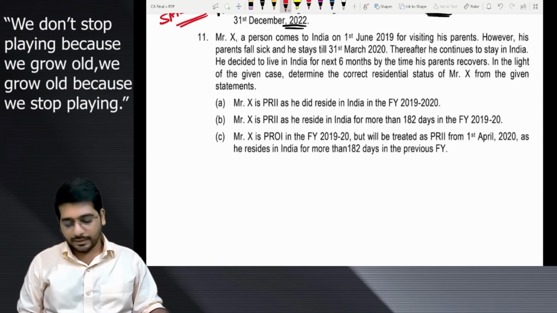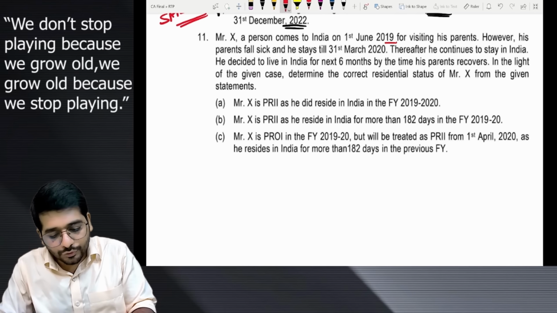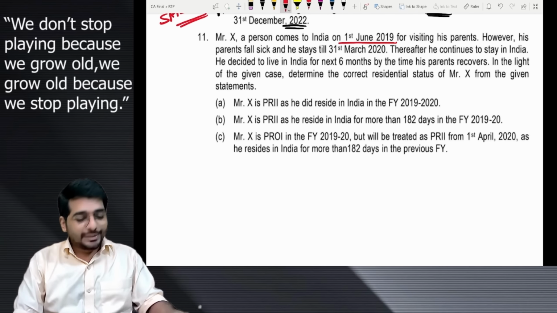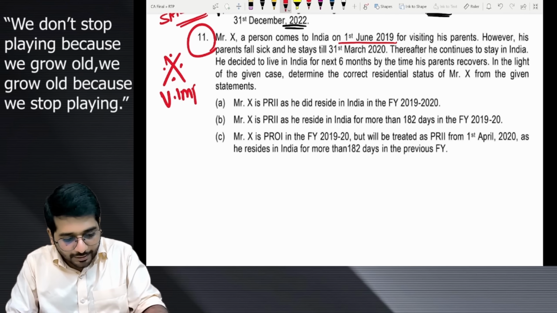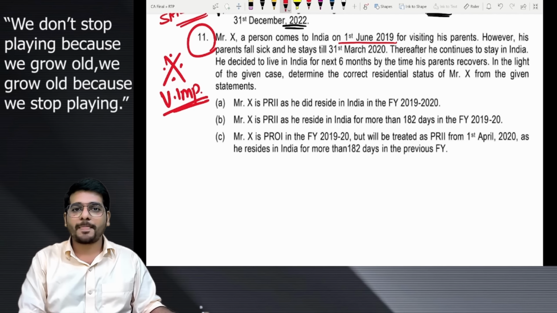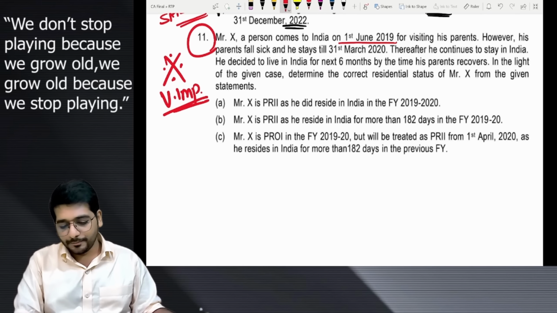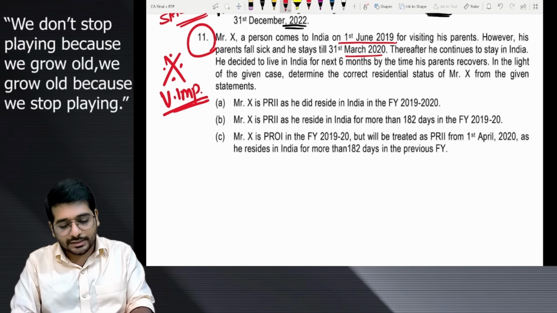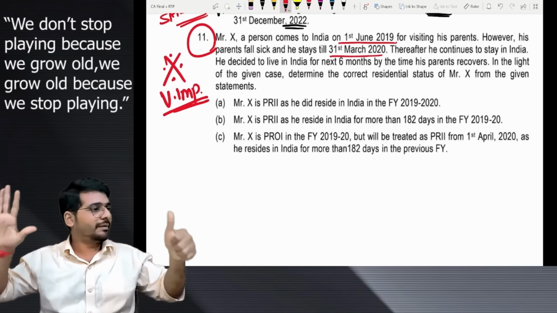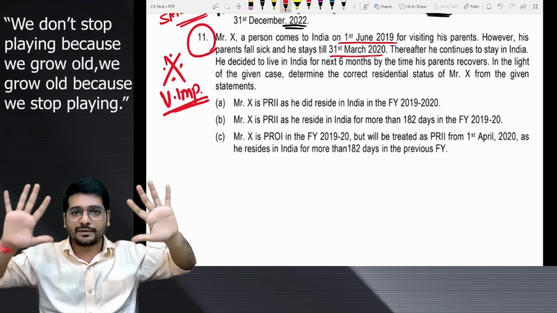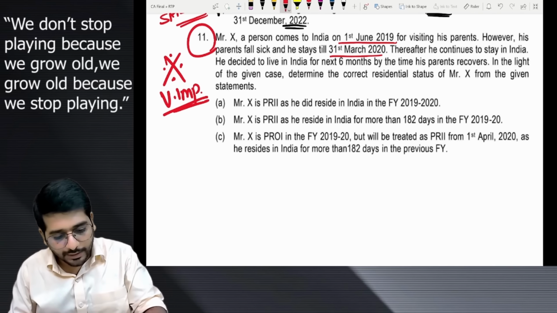11. What is 11? Mr. X, a person, comes to India on 1st June 2019. This is the genius question. I will say very important. He comes to India on 1st June 2019. Parents fall sick, so he stays till 31st March 2020. June, July, August, September, October, November, December, January, February, March. 10 months he is over here.